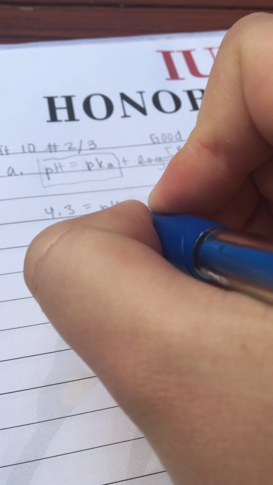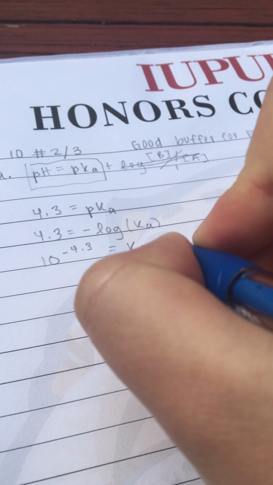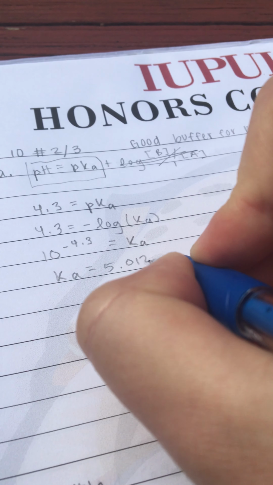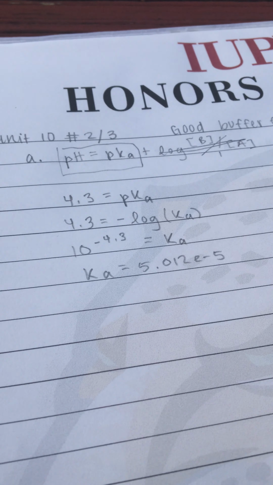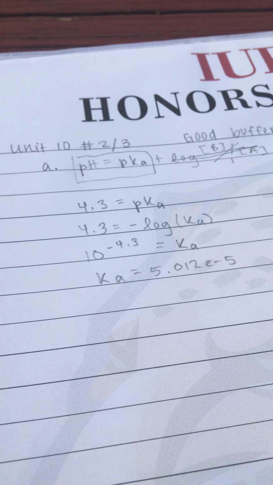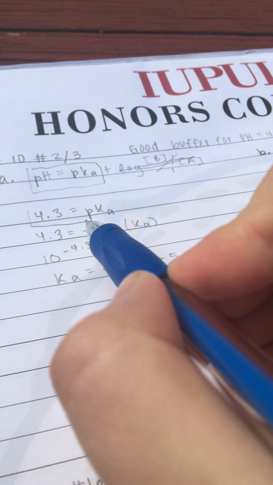To get rid of that, we do 10 to the negative 4.3 equals Ka, and then you get a Ka of 5.012 times 10 to the negative 5th. Since it asks for pKa and Ka, your pKa is 4.3, your Ka is 5.012 times 10 to the negative 5th. So that's part A.